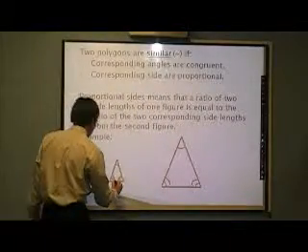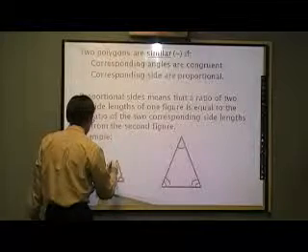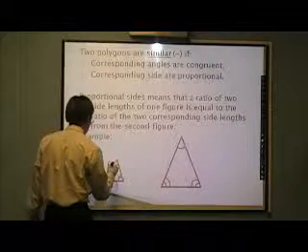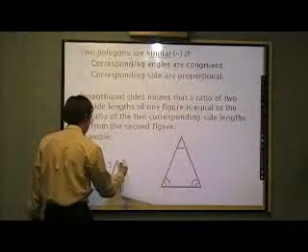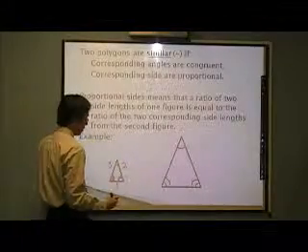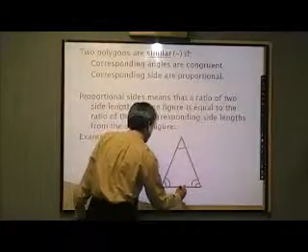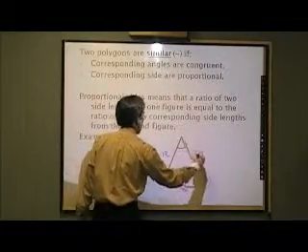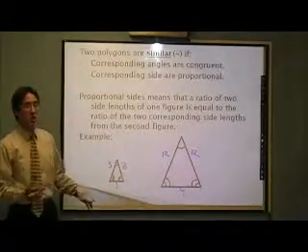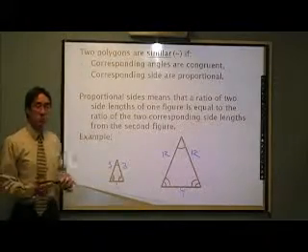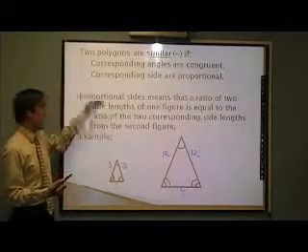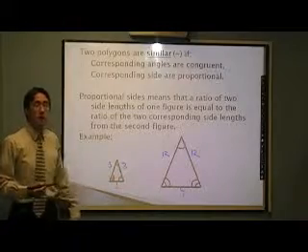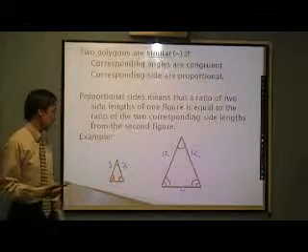So let's say this was 1, 3, 3, and this one was 4, 12, 12. And the question is, are these sides proportional? If they are, and with the angles being congruent, we have similar figures. In this case, similar triangles.